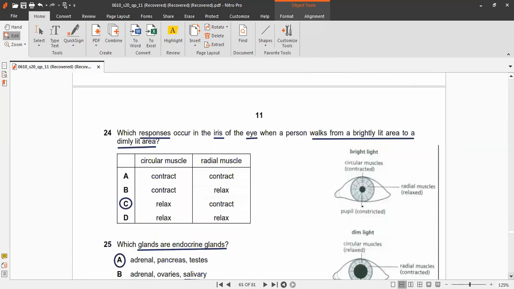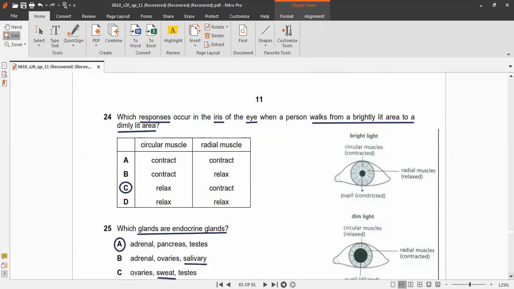Which response occurs in the iris of the eye when a person walks from a brightly lit area to a dimly lit area? From bright, circular muscles relax and radial muscles contract. So the correct answer, C.